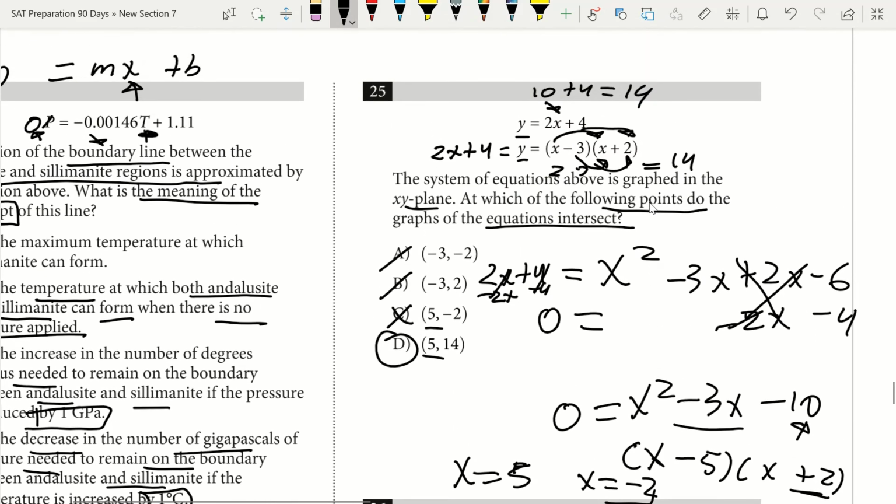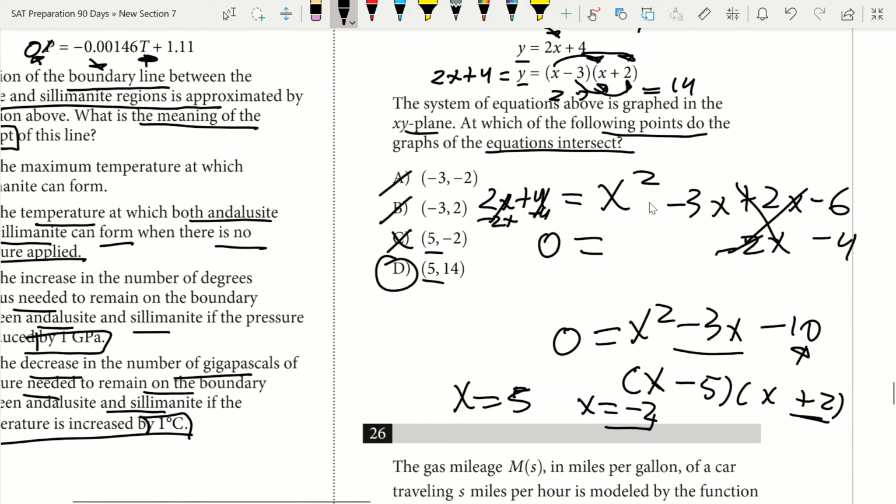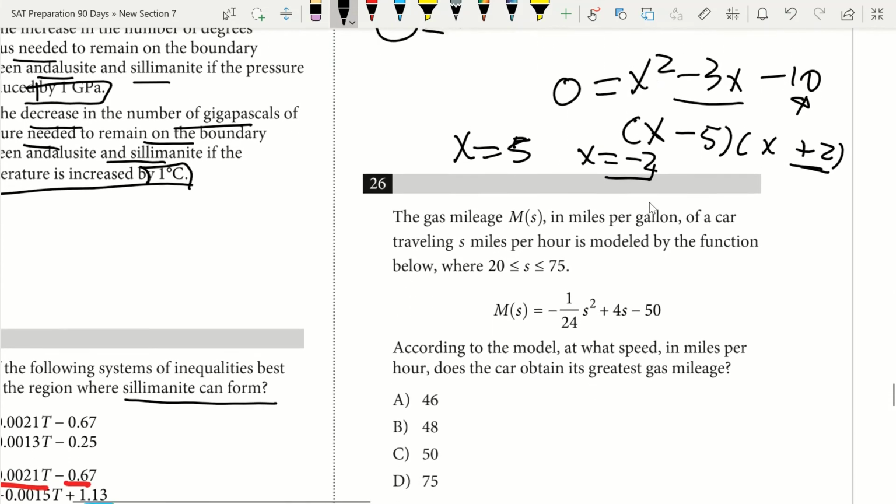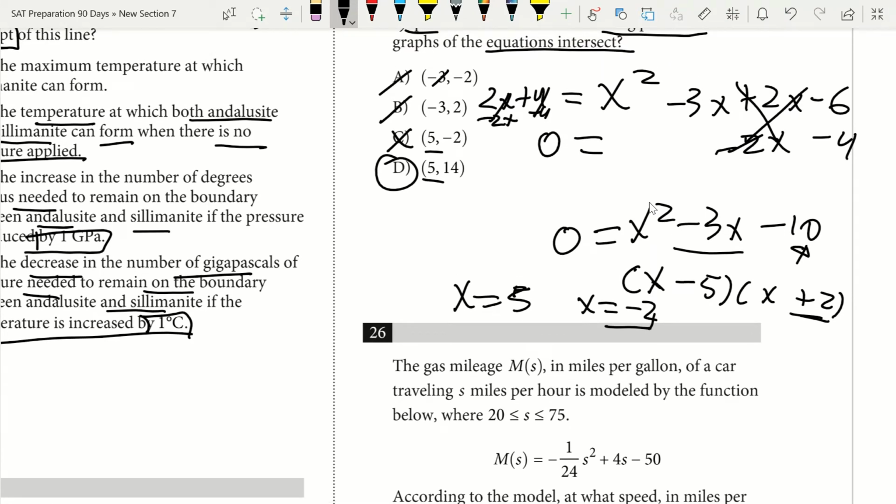So that one right there is really just algebra. Set your equations equal, bring all your x's to one side, set it equal to 0, factor it, find your solutions, and then pay attention to your answer choices so you don't waste time plugging in a solution that isn't there, right? The negative 2 right there is not an option, so we don't plug that in.